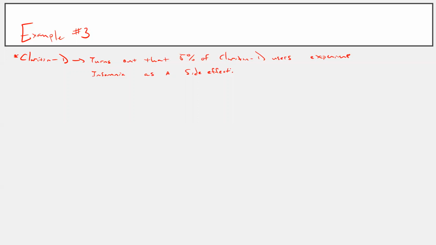So here's the problem. Just by looking at this, the probability that somebody who takes Claritin D experiences insomnia is 0.05. That's what we're saying when we say 5% of Claritin D users experience insomnia as a side effect. So now here's the question, or setting it up. Suppose 20 Claritin D users are selected at random.